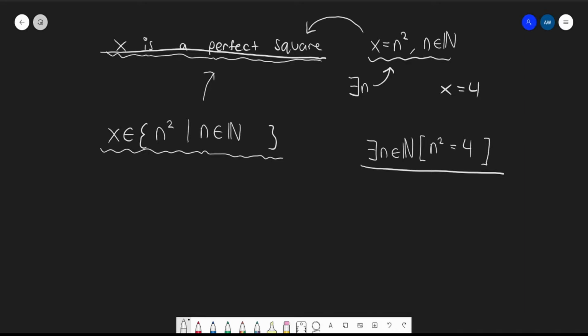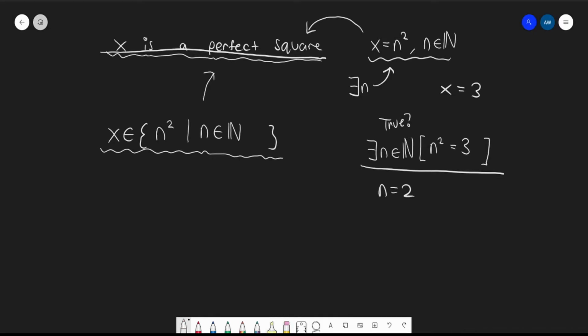So, is this statement true? Well, yeah. There does exist a number n which satisfies this condition, and that is the number 2. n equals 2, and 2 squared is equal to 4, and 2 is indeed part of the natural numbers, so everything is satisfied.